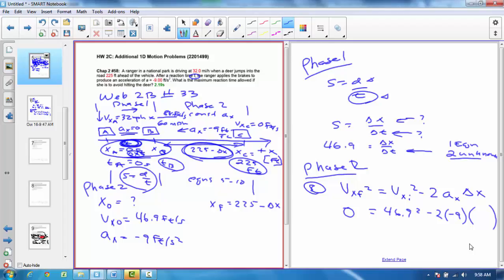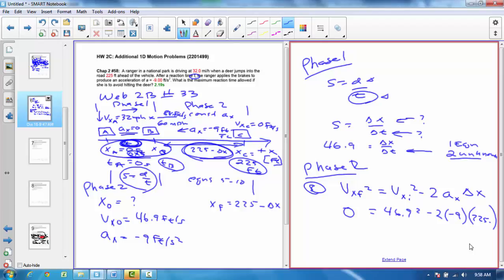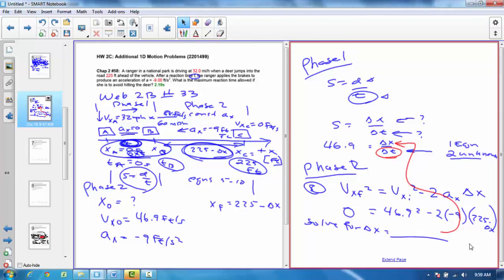225 minus delta x. All right. What do you notice about this equation? How many unknowns do we have? One unknown. So this one we can solve for delta x. And once we get that, what can we do? We'll take that answer, and we'll plug it in right there, and then we can solve for delta t. And there's your answer to the problem. You guys do the math.